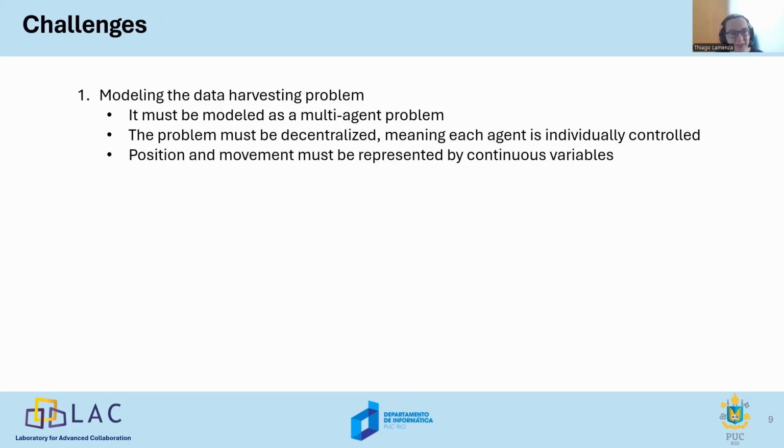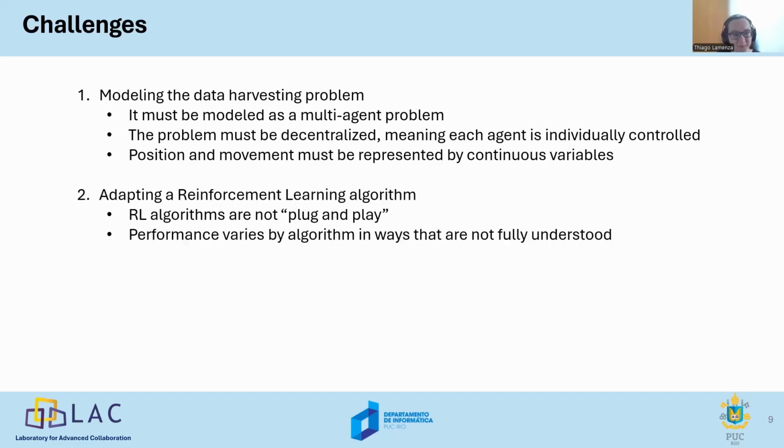Talking a little bit about the main challenges faced in this work. First, it's modeling the data harvesting problem because it must be modeled as a multi-agent problem, which introduces some complexities. It must also be modeled as a decentralized problem, meaning that each agent is individually controlled. There's not a centralized entity controlling everyone. And this is necessary because in real scenarios, we're talking about scenarios with limited network infrastructure. So it isn't viable for there to be a centralized entity controlling everyone. So we're studying individually controlled agents. Also, position and movement must be represented by continuous variables. As we've already explained, this increases the complexity of the problem quite a bit.